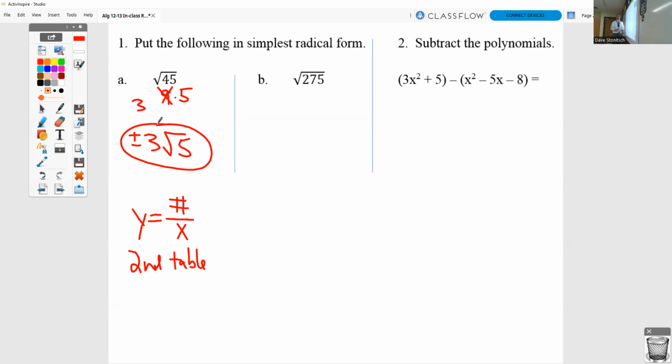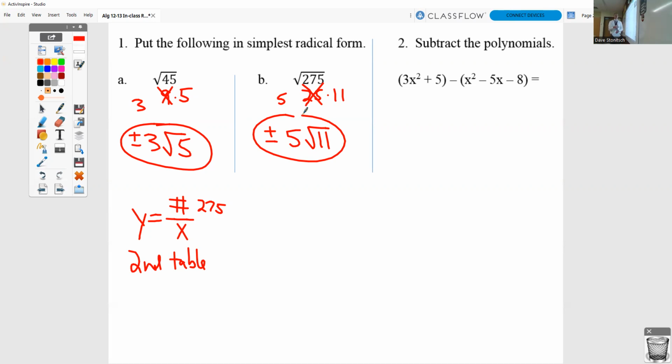In the next one, what times what is 275? Again, I would type in 275 divided by x into my y equals, then hit second and table to figure out what times what is 275. Well, 25 times 11 is 275. 25 is a perfect square, cross off the 25, bring out the 5. So you have 5 radical 11. That is not your answer. Remember, it has to be plus or minus.